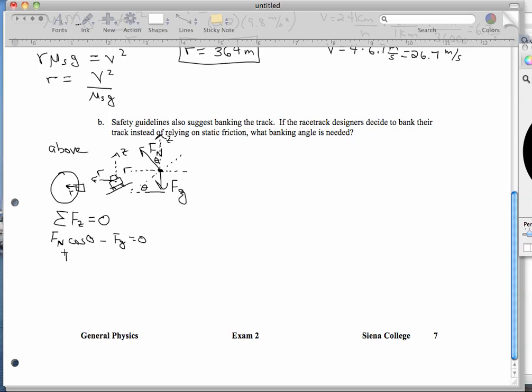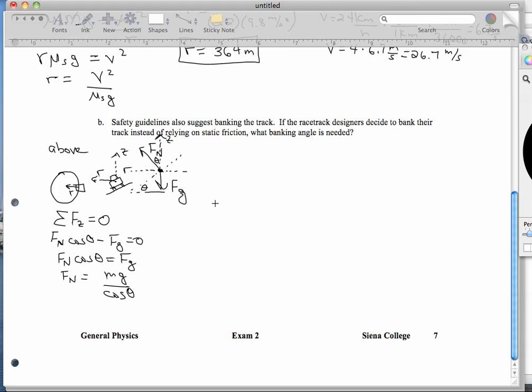So I know the force of the normal times cosine theta minus Fg equals 0. So the force of the normal times cosine theta equals Fg, and so the force of the normal is equal to, Fg is mg, so that's going to be mg over cosine theta.